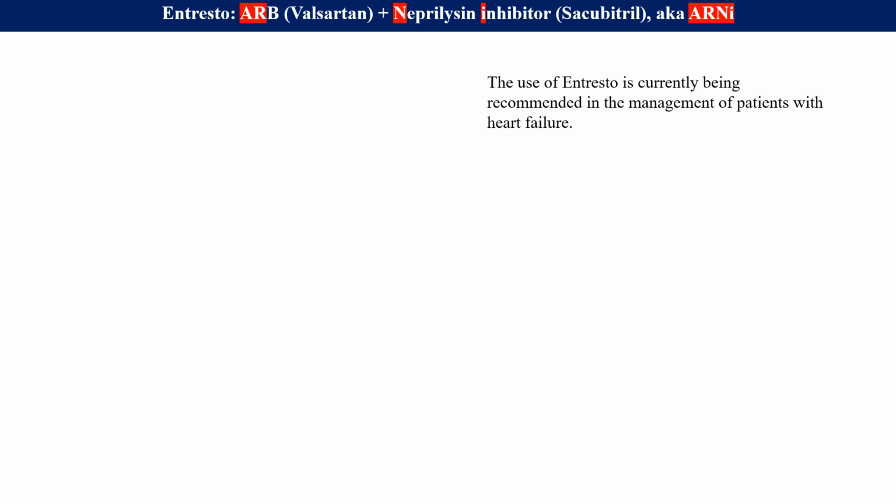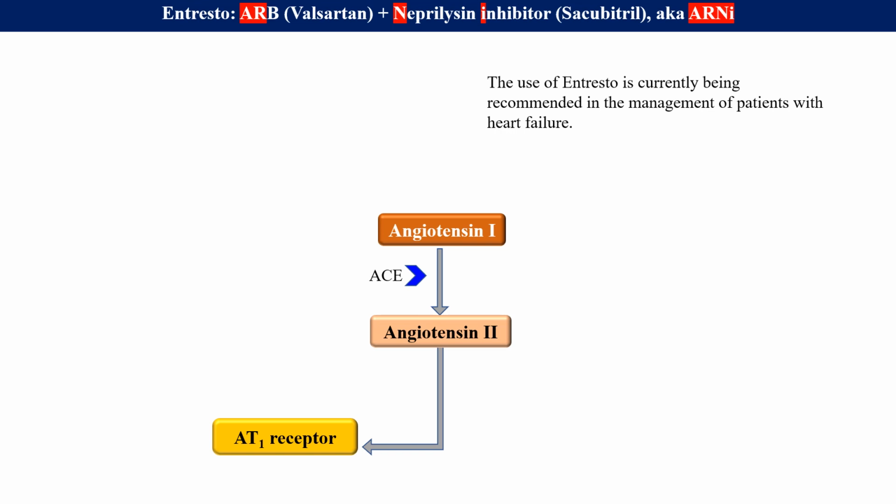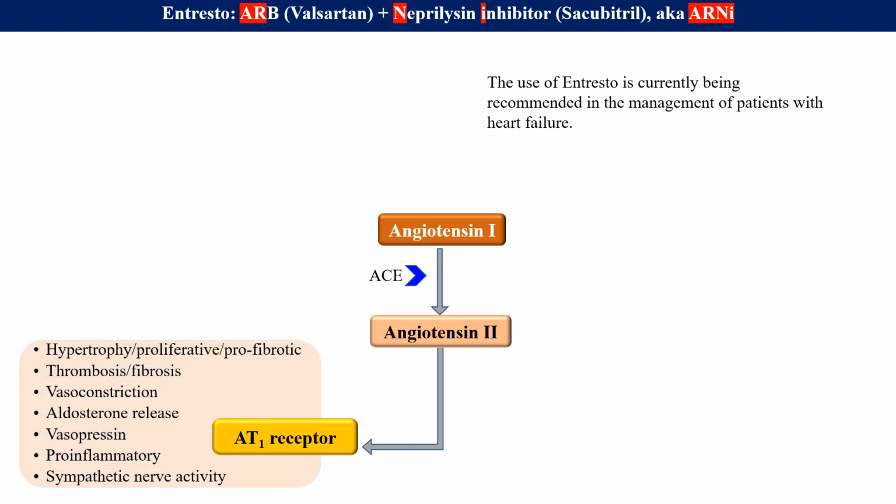So what was the rationale behind the formulation of this particular drug combination for use in the treatment of heart failure? Going back to our RAS system, we have angiotensin I getting converted to angiotensin II by ACE. Angiotensin II binds to the AT1 receptor to induce all of these end organ effects to result in increased sodium and water retention, increased sympathetic nerve activity and vasoconstriction, all leading to increased cardiac workload. In a patient with existing heart failure, all of these effects can be detrimental.